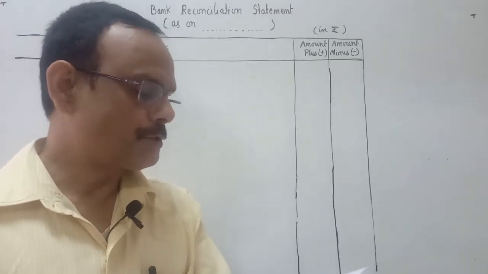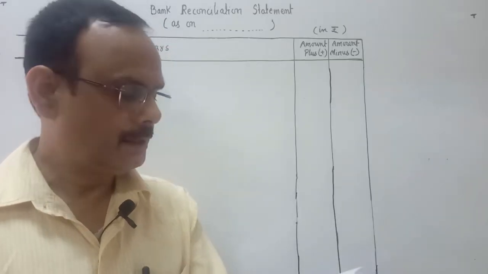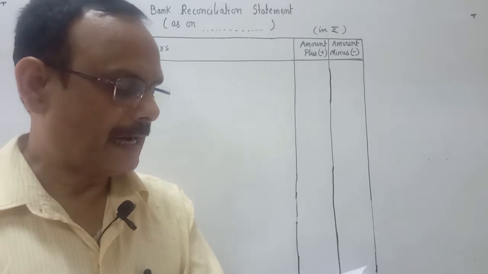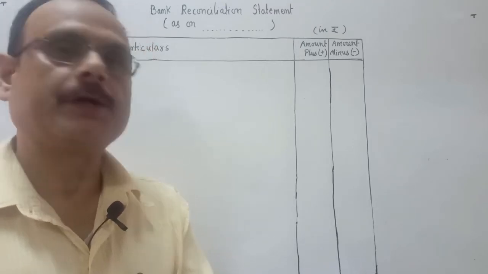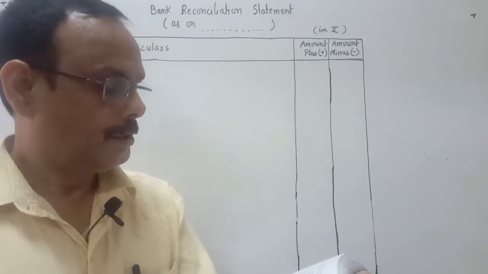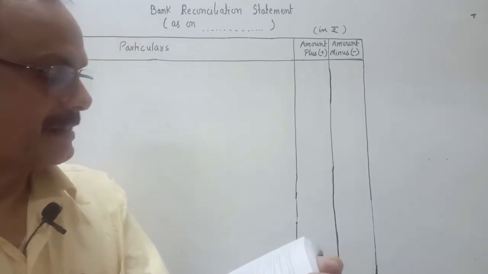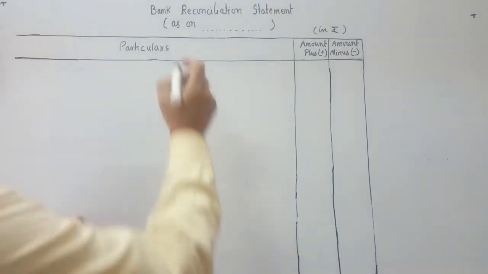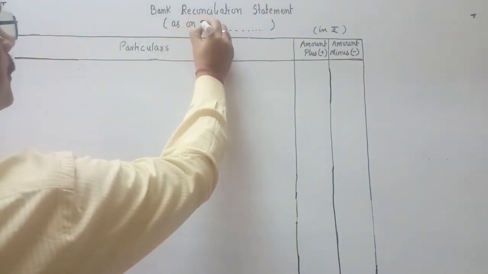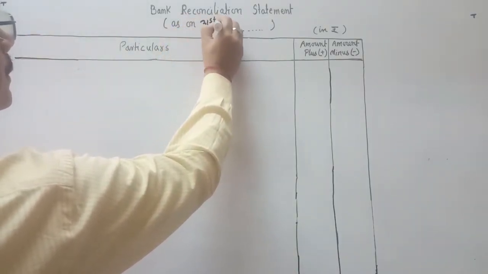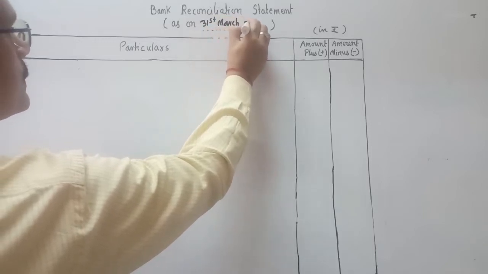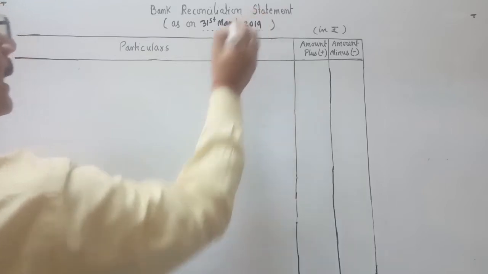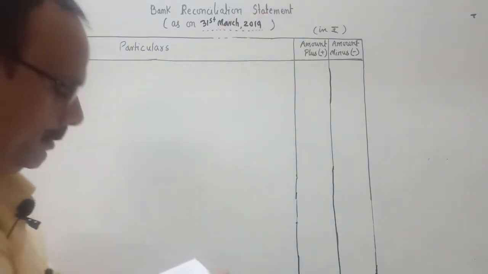On 31st March 2019, the bank column of cash book of Mr. Rajesh showed a debit balance of 5,200. So the date of reconciliation is 31st March 2019. You write it first, 31st March 2019. This is the date of reconciliation.